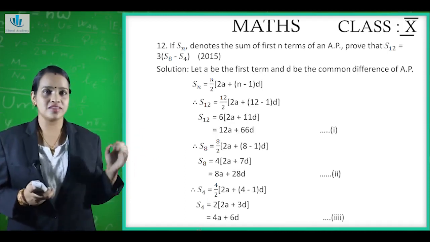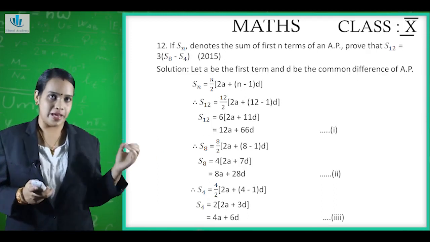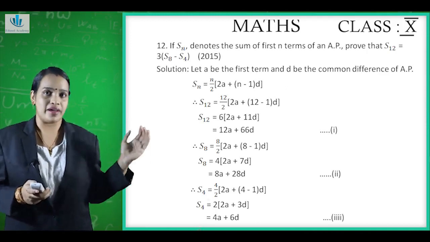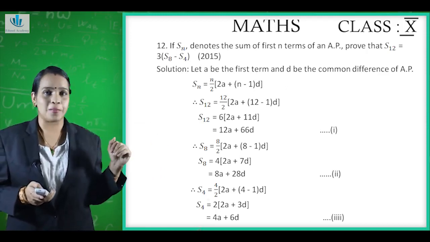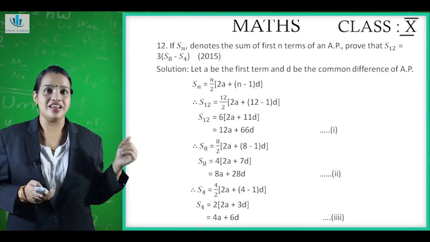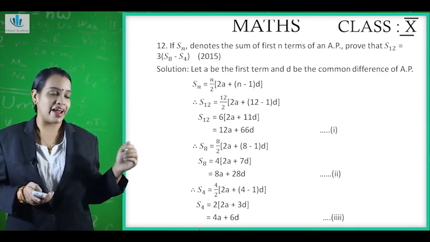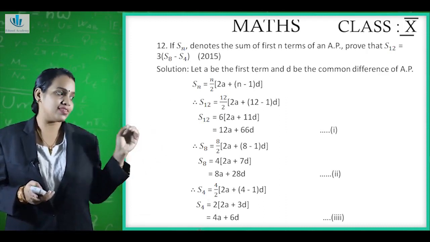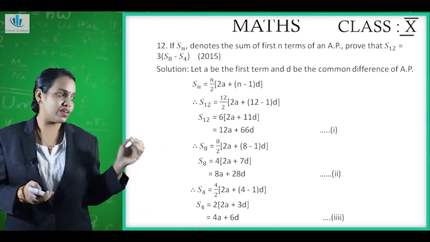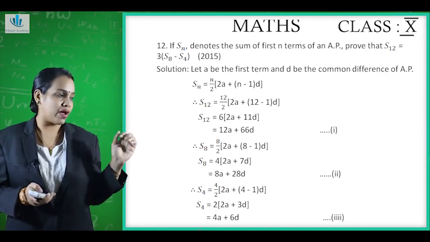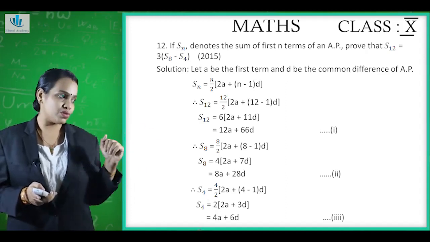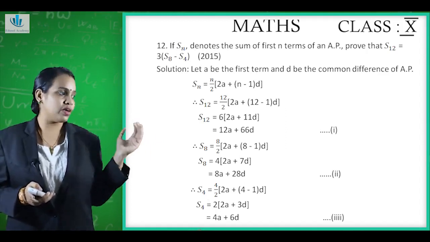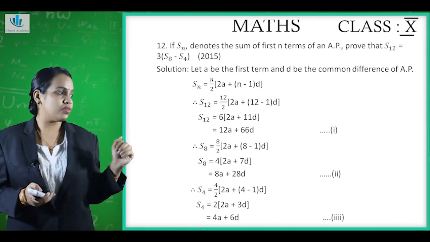If Sn denotes the sum of first n terms of an AP, prove that S12 is equal to 3 into S8 minus S4. Now this question has appeared in the year 2015. In the question it is said that the sum of the first n terms is denoted by Sn. Now we have to prove S12 is equal to 3 into S8 minus S4. Now we will see how to solve it. We will put the first term as letter A and the common difference as letter D.